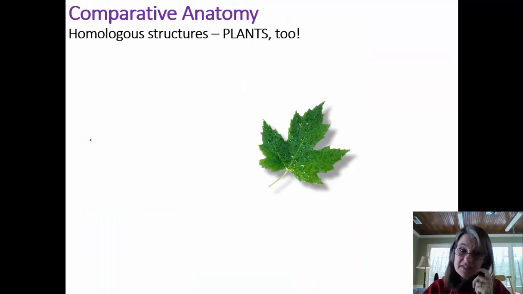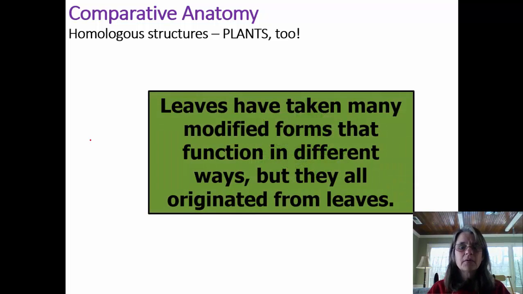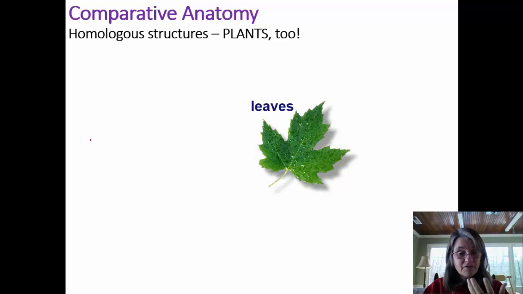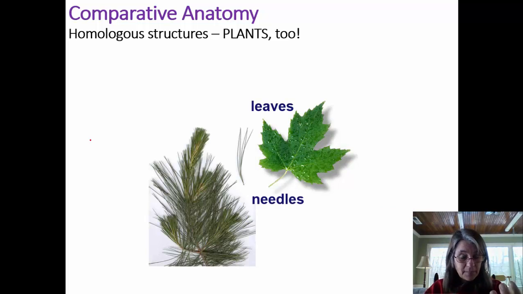Okay? And we see these homologous structures not just in animals, but also in plants. Leaves, for example. Leaves have taken many modified forms that in reality we wouldn't even really recognize as a leaf, and they function in very different ways, but all these different forms originated from leaves. For example, needles in a pine tree are leaves. They do photosynthesis, but they are modified to reduce surface area and thus reduce water loss.